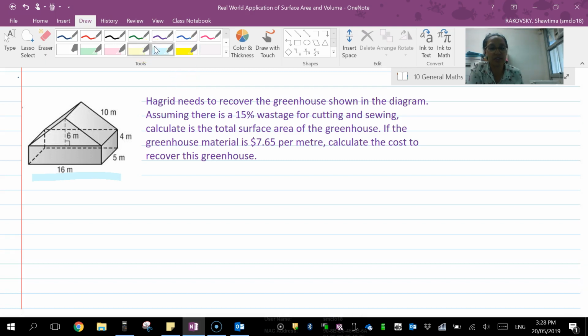So the first thing we're looking for is what the question is asking us to do. That's calculate total surface area, and the second question is calculate cost. So we have some important information. From our stimulus, we're going to assume that there's 15% wastage, and it's $7.65 per meter. So that's going to help us out as well.